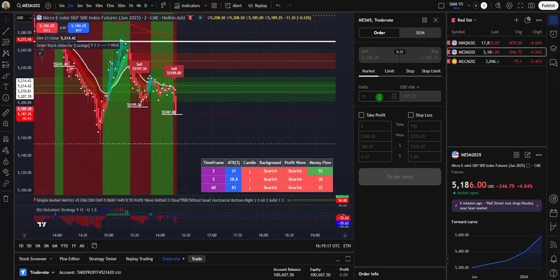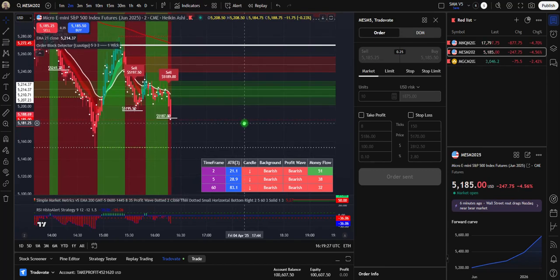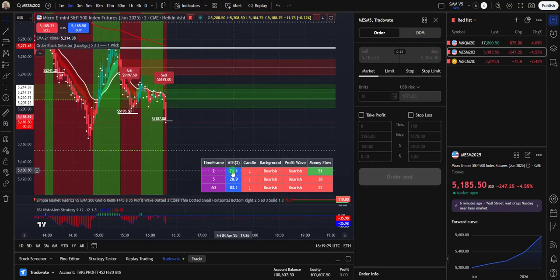I did lower my size, and the reason I did that is because of the volatility today. We're seeing some incredible ranges. 20, 21 ATR on a 2-minute candle. That's incredible. Usually this is like 3 to 7. That's pretty common from what I've seen on normal days. So we do have a very, very high volatility day.